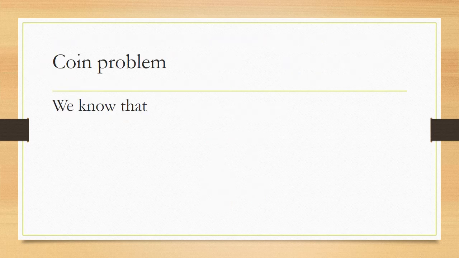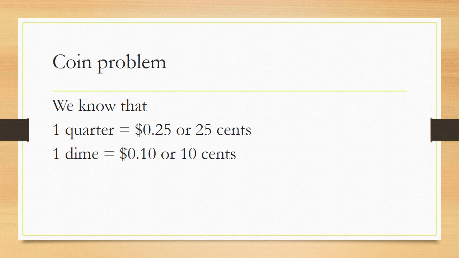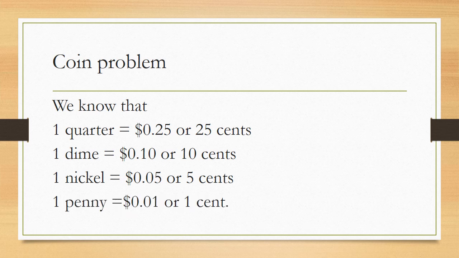Now let's talk about coin problems. We know that 1 quarter is $0.25 or 25 cents. We know that 1 dime is $0.10 or 10 cents. We also know that 1 nickel is $0.05 or 5 cents, and 1 penny is $0.01 or 1 cent. We're going to use these values to solve problems that deal with coins.